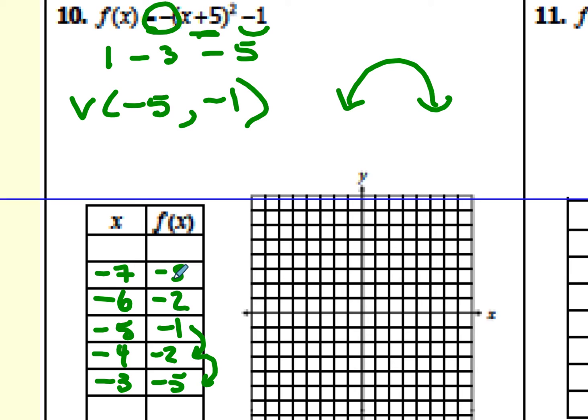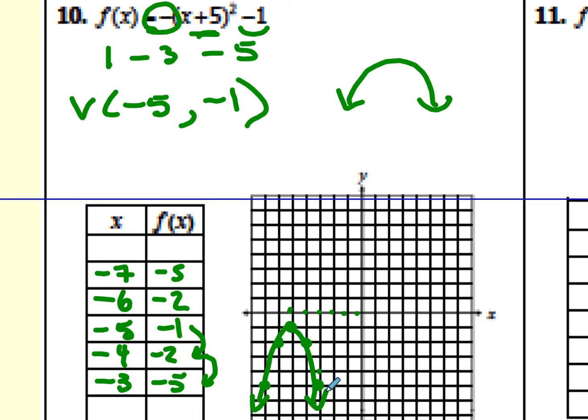Okay, first I'm going to graph my vertex. Negative 1, 2, 3, 4, 5, negative 1. And then I'm at negative 4, negative 2, negative 3, negative 5. Using symmetry. Didn't quite get to negative 5, did I? Two, three, four, 5. There we go. And now I do my graph by connecting those coordinates.